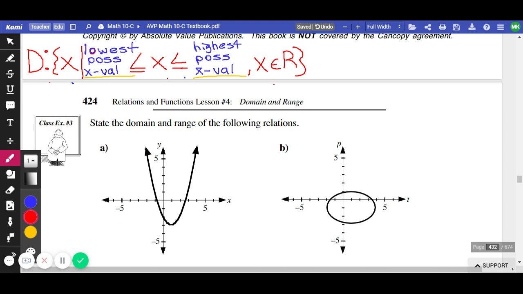Sometimes it can't be any real number. Sometimes it can only be whole numbers in between two numbers. Sometimes it can only be integers in between two numbers. Sometimes it can only be rational numbers in between two numbers. But 99% of the time, it's x is an element of the reals, meaning it can be any possible number in between two values.